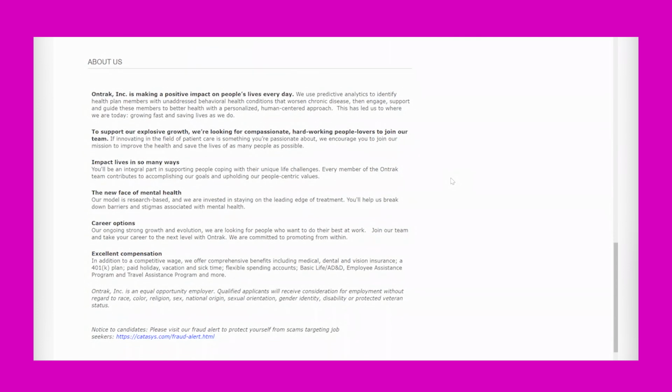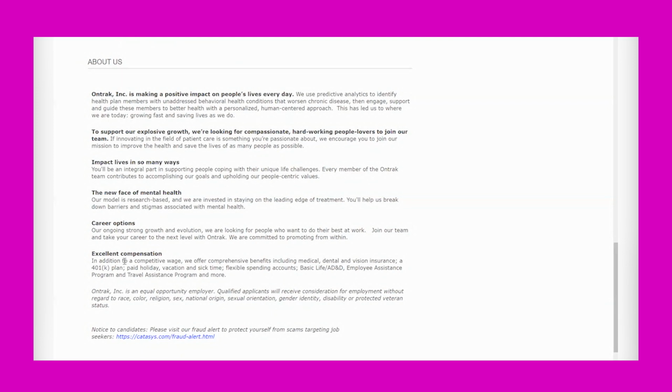And so it says, to support our explosive growth, we're looking for compassionate, hardworking people lovers to join our team. If innovating in the field of patient care is something you're passionate about, we encourage you to join our mission to improve the health and save the lives of as many people as possible. And it just goes on and talks about the company, and they're an equal opportunity employer.